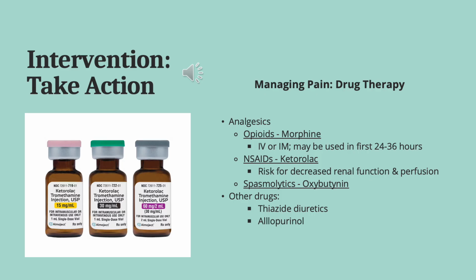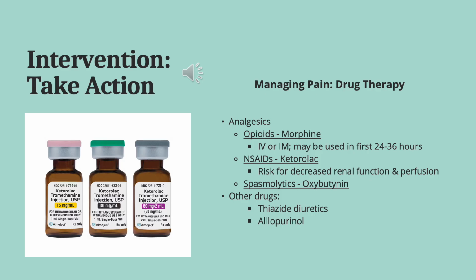We can also utilize NSAIDs like ketorolac. These are very, very effective for kidney stone pain. In my experience, a lot of patients get relief just from the Toradol or the ketorolac. So we try that first before we move to something like morphine. However, it's important to note that these NSAIDs carry a risk, including potential impairment of kidney function and kidney perfusion. So we want to monitor these patients carefully, especially in those who have any pre-existing kidney conditions.